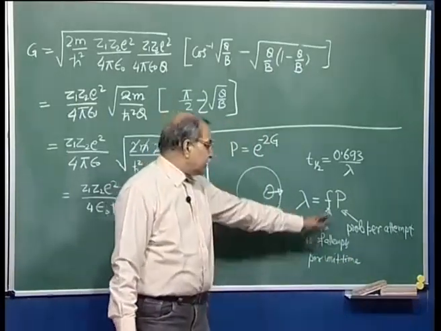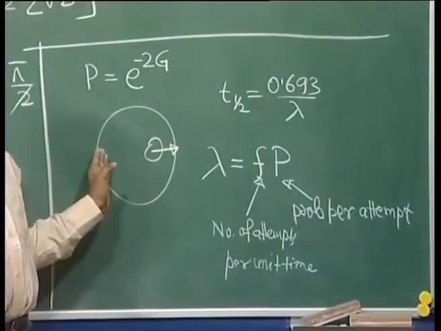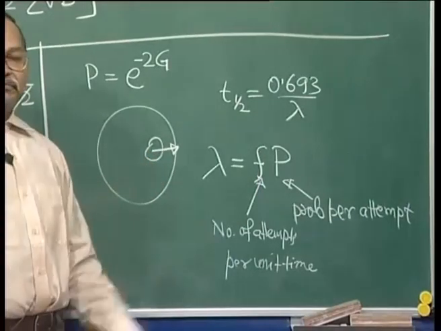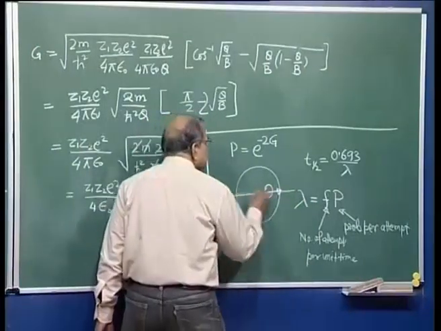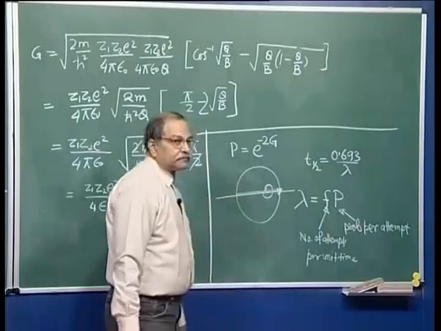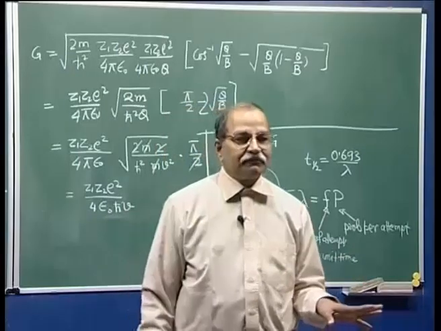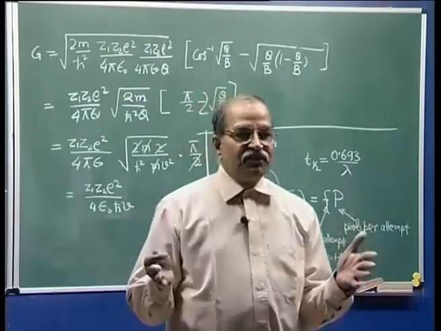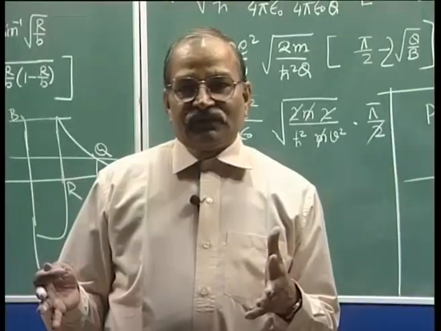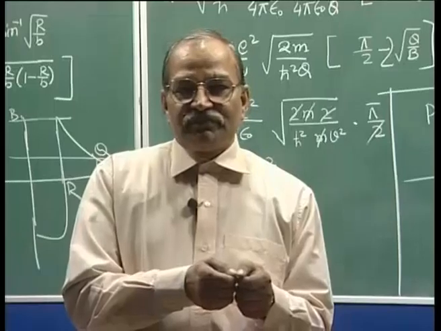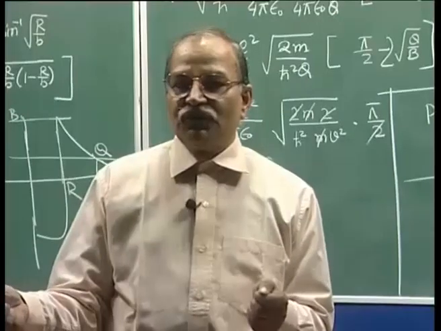Right. So, this we have done. Now, how to estimate this f? How many attempts is it making per unit time? Once again we will do a very semi-classical type of calculation. If it is going along this diameter and the speed of the alpha particle is some v, and the diameter of this nucleus is 2 capital R, then it takes a time 2R by v going from one end to the other end.